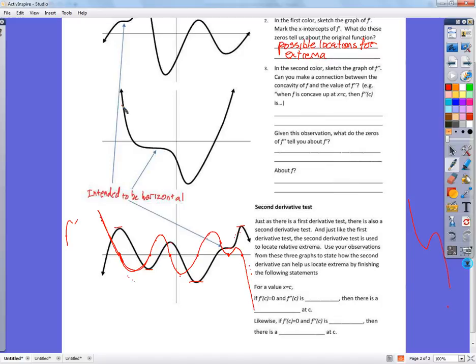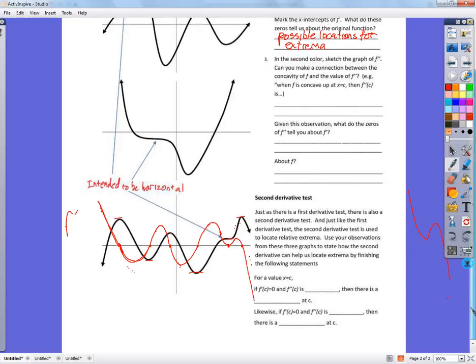But if this degree 4 didn't level out like that, then we could possibly have one concavity for a degree 4. If it just kind of looked like a big parabola, it didn't really get bendier than that, it could have 1 instead of 3. Okay. So possible locations for extrema, that's what the zeros of the first derivative tell us.